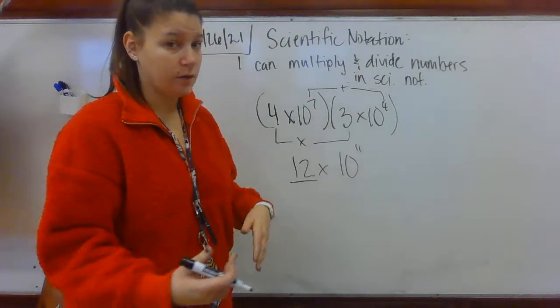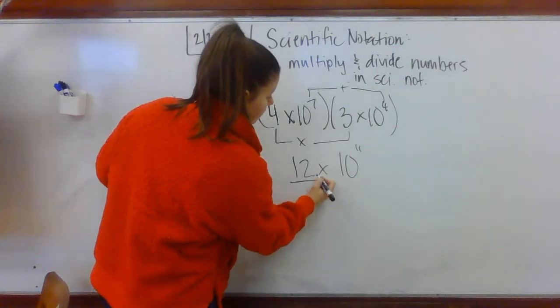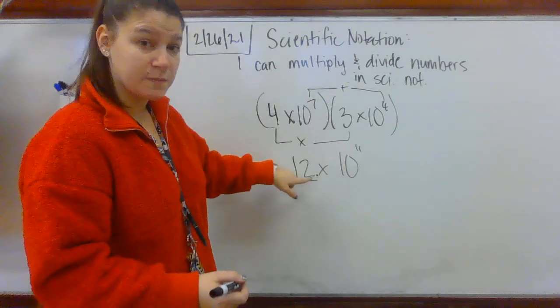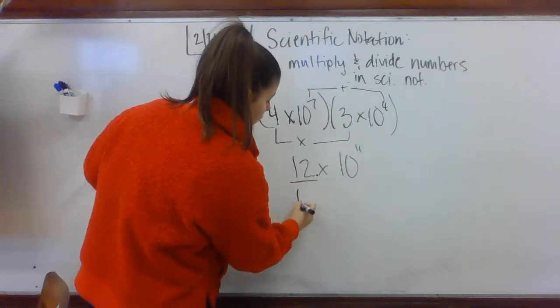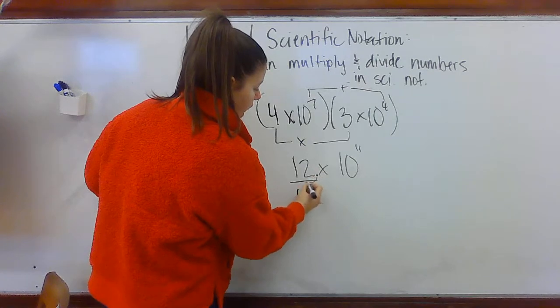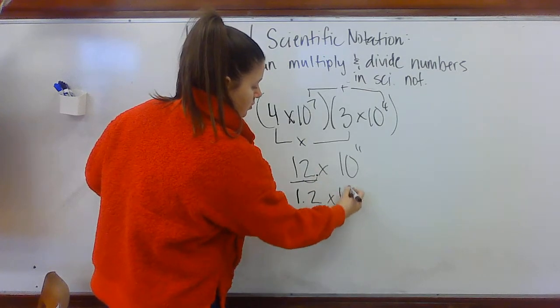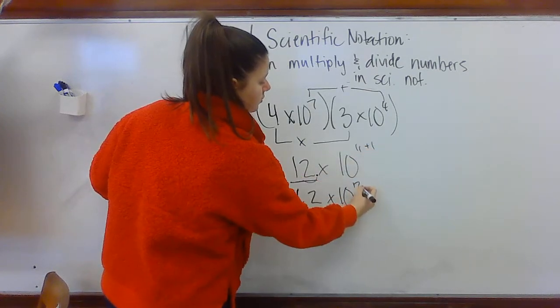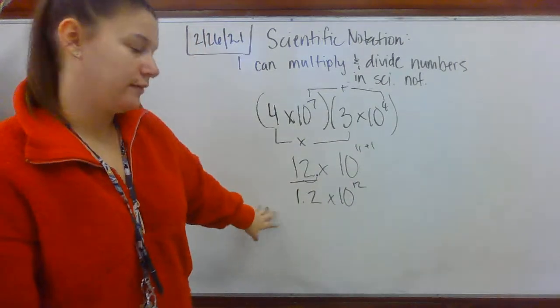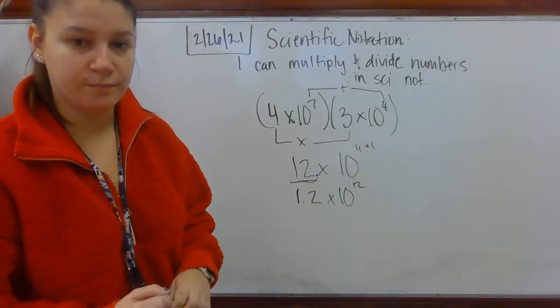In the last video we watched, I told you that when your decimal point, when this is bigger than 10, if you move it one place to the left, so I move it over 1, you add 1 to your exponent. So now I've got 1.2 times 10 to the 12th.